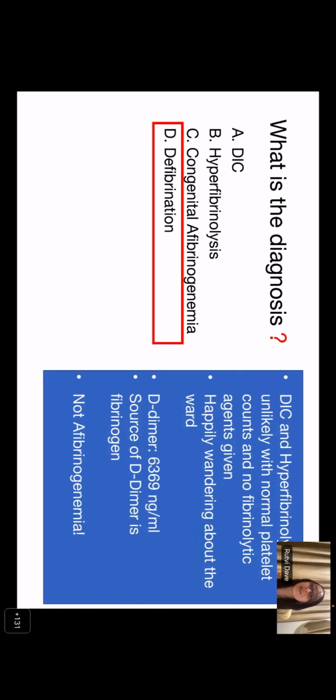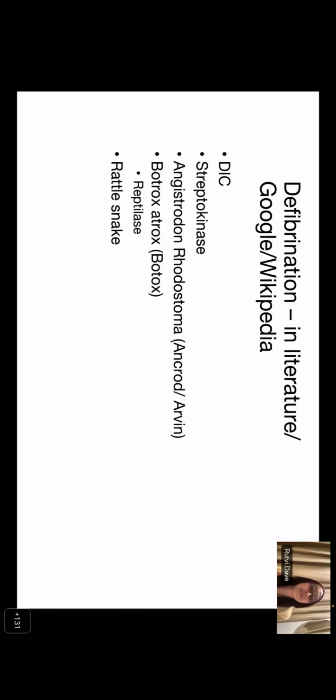Based on the history, it doesn't look like congenital afibrinogenemia. Further, to support that, we did a D-dimer, which is more than 6,000, and we know that the source of D-dimer is fibrinogen. So a patient cannot have such a high level of D-dimer if he did not have fibrinogen in the first place. So what is the only option we are left with? Defibrination. Yes, very good. So it's not afibrinogenemia; the only option we are left with is defibrination.